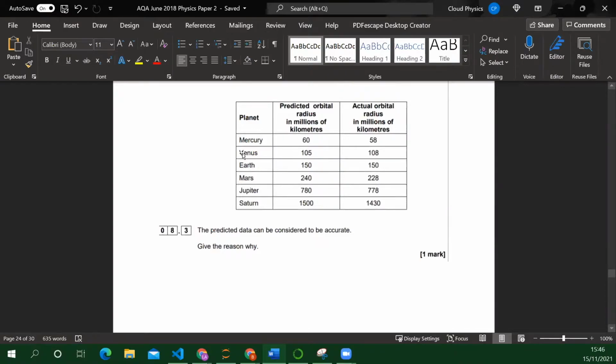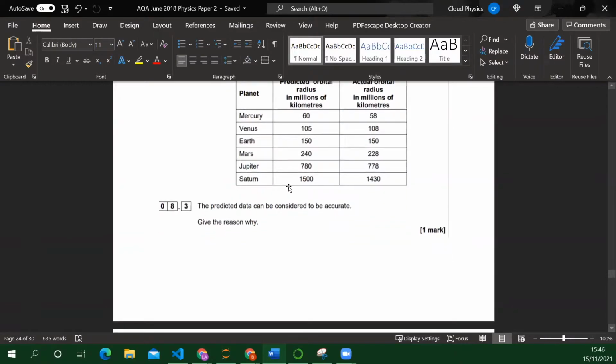Give the reason why. I mean, this is just about looking at it. It sounds more scientific than it is. If you look at it, it's very close. Okay, so it's a very good law. The predicted data is very close to the actual data, pretty amazing really. Yeah, think about the time, what measurements they had. Okay, that's very good.